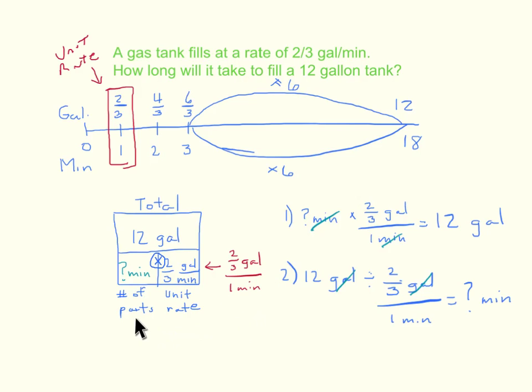What we don't know in this problem is the number of equal parts. And so at this point we could set up a multiplication problem with an unknown factor. An unknown number of minutes times the unit rate of 2/3 gallons per 1 minute is going to give us the 12 gallons. Another way to think about this problem, though, is to think of it as division. 12 gallons divided by the factor of 2/3 gallons per 1 minute is going to give us the other unknown factor of how many minutes.